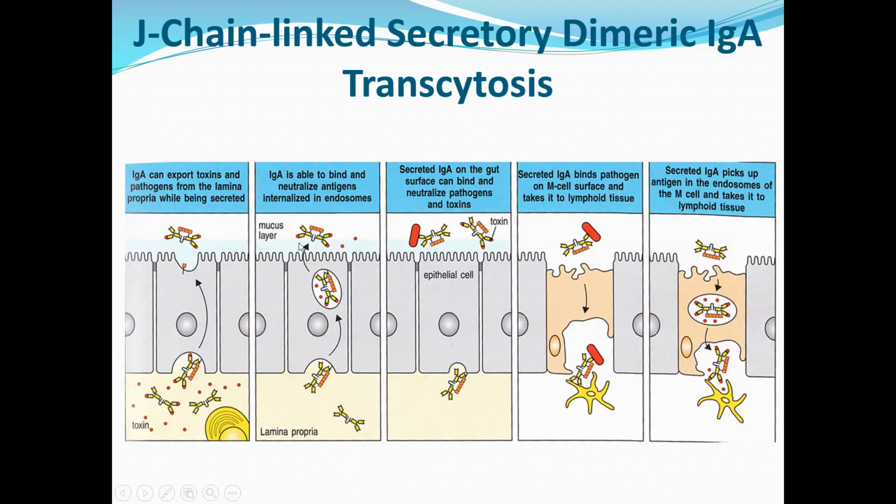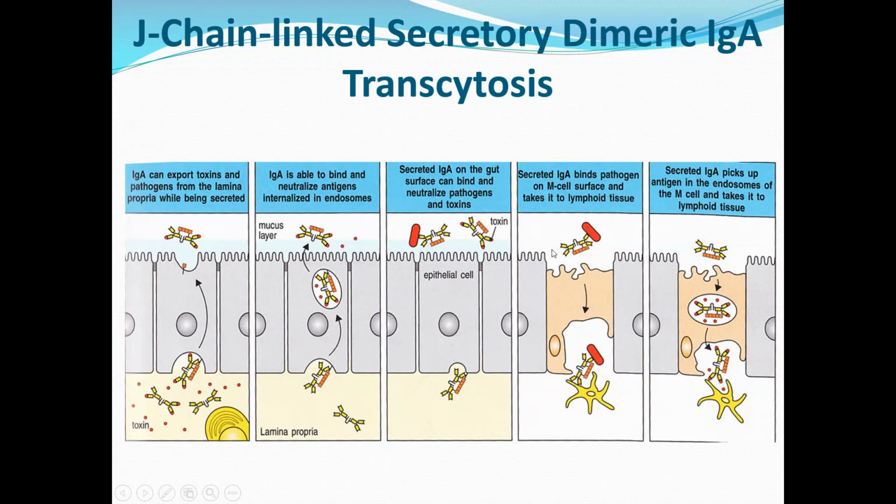Going from the other way, if the toxins or microbes penetrate the epithelial cells, as the dimeric IgA is transcytosed, it can capture any of these antigens within the epithelial cytoplasm and then excrete them into the lumen. The other function of the dimeric IgA, as I said, if it is anchored within the lumen, it can capture any of these toxins to allow for their excretion.